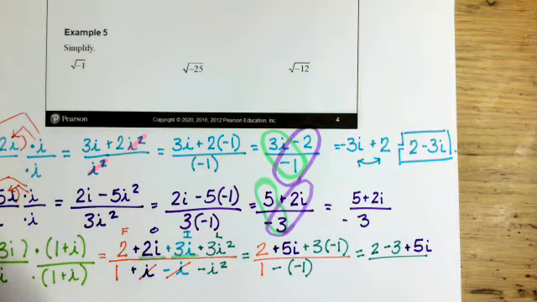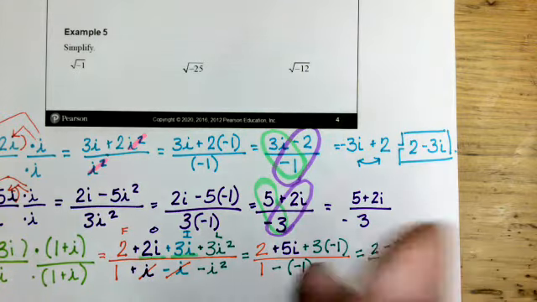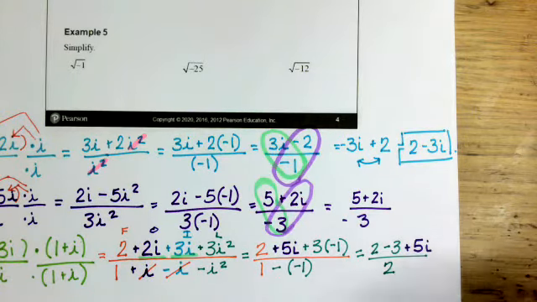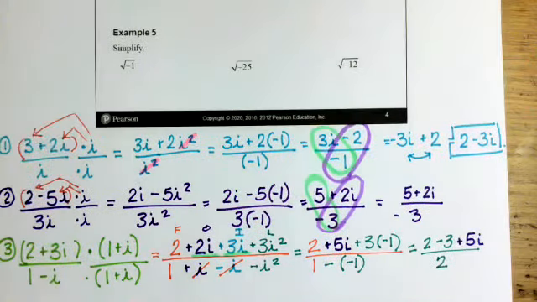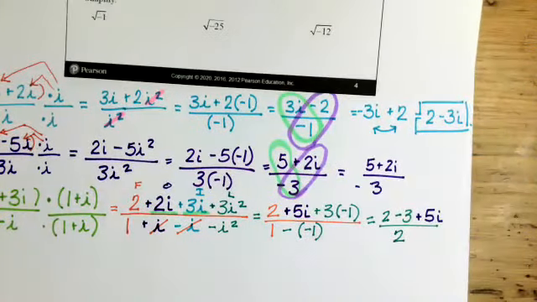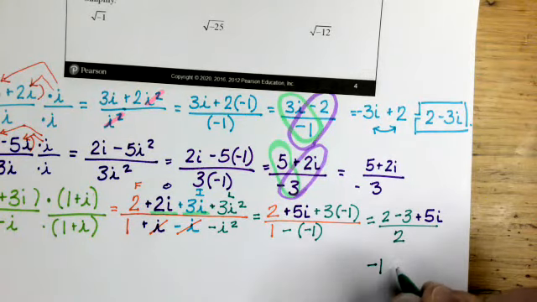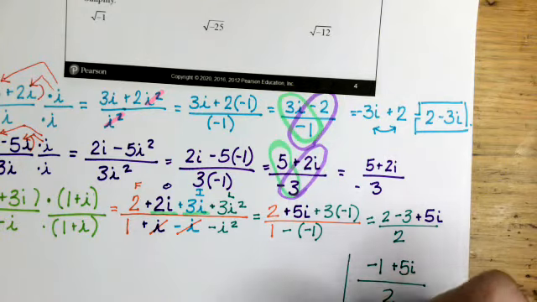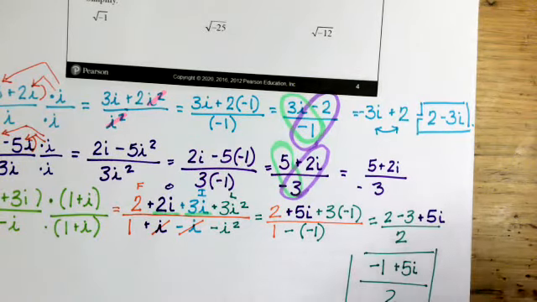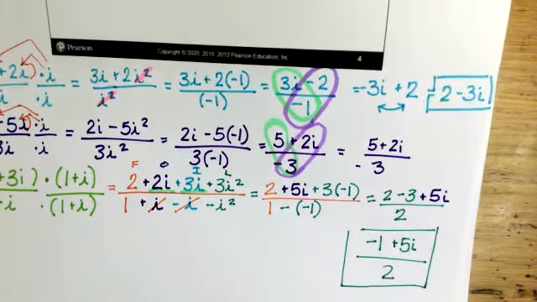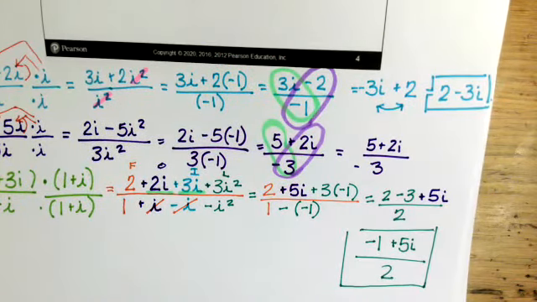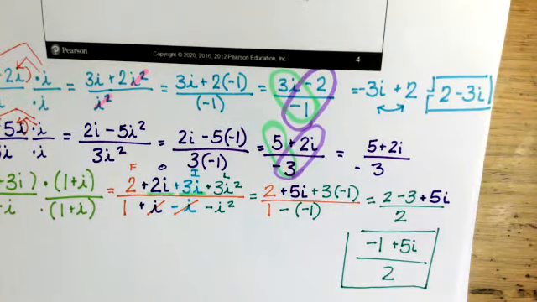over, what is this? 1 minus negative 1 is 2, right? 2 minus 3 is negative 1 plus that same 5i over 2. 2 does not go into negative 1. 2 does not go into 5i. So that's my final answer. Negative 1 plus 5i over 2. Okay.